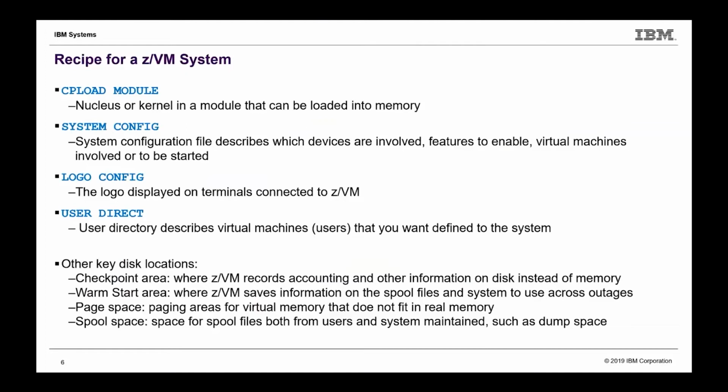And then the fourth component here is the user direct. That's the typical default name for it, but again, you could name that file other things. And this is what's going to describe the blueprint of these virtual machines. Any virtual machine that I want to be able to log onto the system would be defined in this user direct. Now, as we talked about in the past, z/VM is a very dynamic environment, so we can change things, but the user direct describes the starting point for those virtual machines. In some cases, beyond the starting point, it may give you limits.